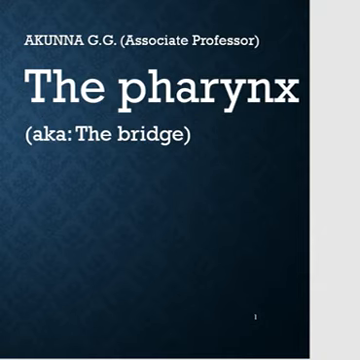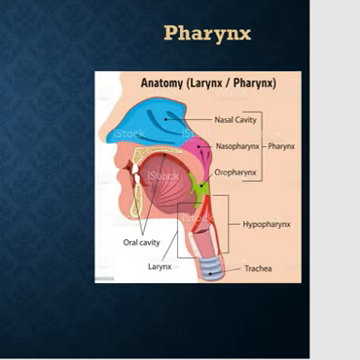The pharynx is commonly known as the throat, and it is about 12 to 14 centimeters, or 5 inches, long. It has three regions, as you can see in this picture.